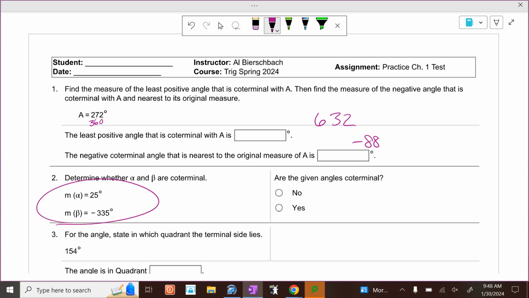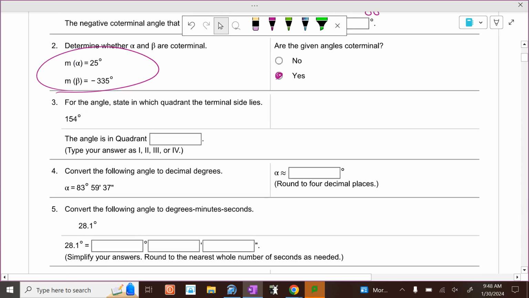Are these coterminal? Are they 360 degrees apart? Ryan Morris says yes, they are 360 degrees apart, so it is yes. What quadrant is 154 on? Well, you've got your unit circle to use as a cheat sheet. 154 would be in quadrant number 2.